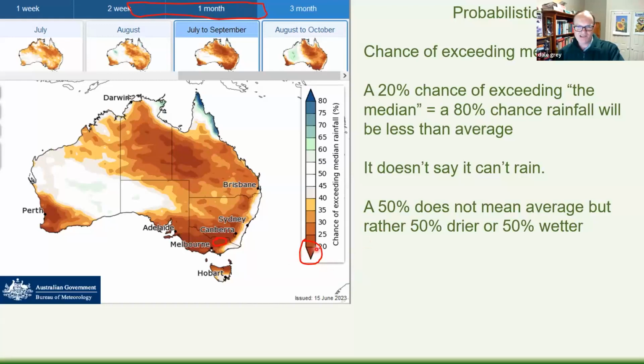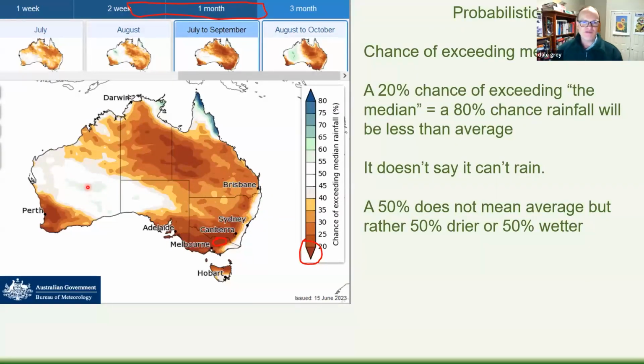This forecast does not say it won't be raining. It doesn't say there's a 20% chance of rain. It's saying it's a 20% chance of exceeding average, which is not a very high chance. It doesn't, however, say that it can't rain. We often see the white forecast, so somewhere over, well, it's a bit hard to know. I can't name a location anywhere in there.